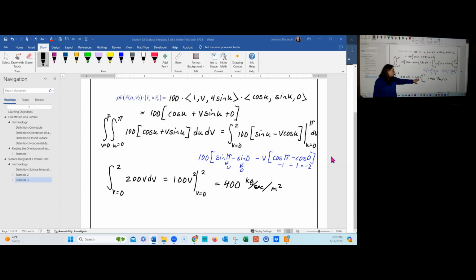200 divided by 2 gives me 100 v squared to evaluate from 0 to 2. 2 squared is 4, 0 squared is 0. So I get 400 kilograms per second. This is the mass flux across this surface.